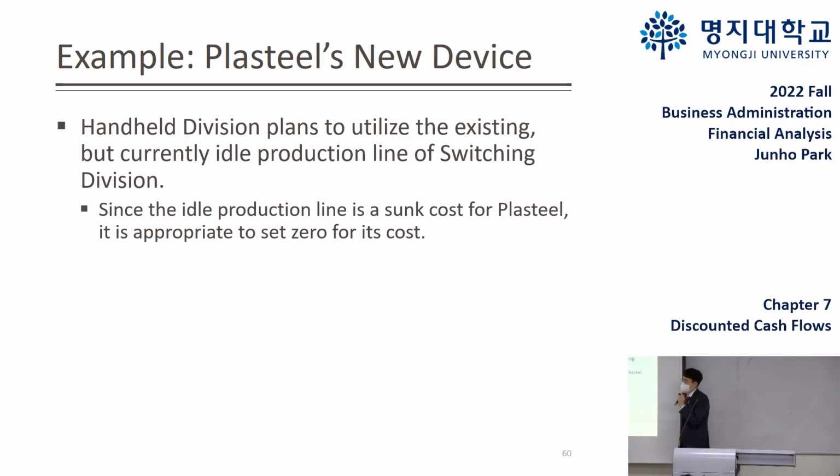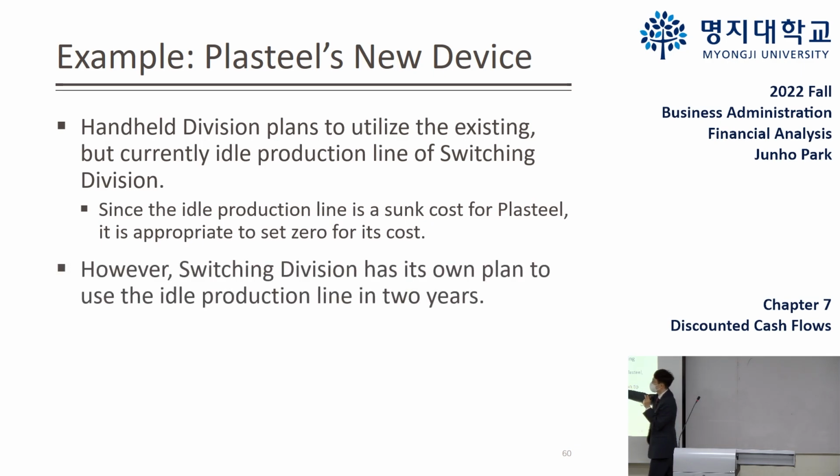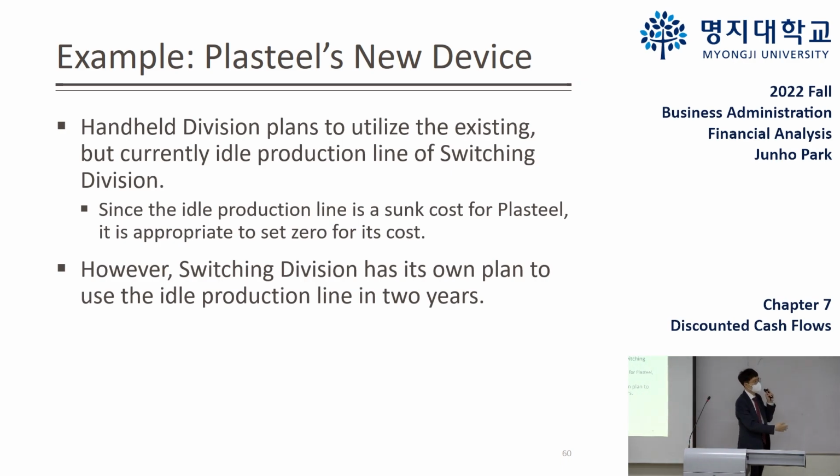But at the beginning, because this is idle and the firm has no plan to use it, it is more appropriate to set its cost as 0 because we can use it for free. However, maybe after 2 years, they have another plan to utilize it, and then we have to return it, and then we have to prepare or buy additional facilities for our production. That means in 2 years, we are going to have another cash flow occurring as our expenses for new facilities. So therefore, we are going to change it also.